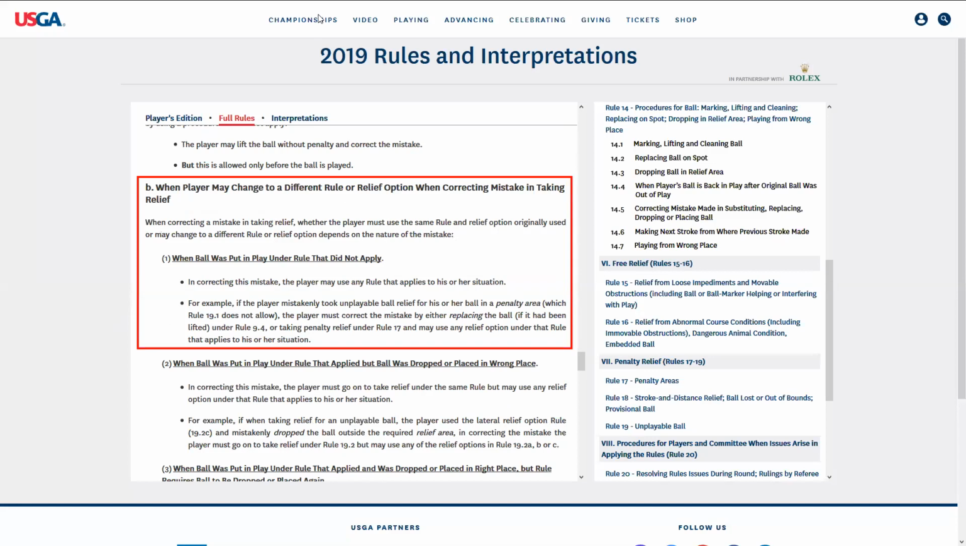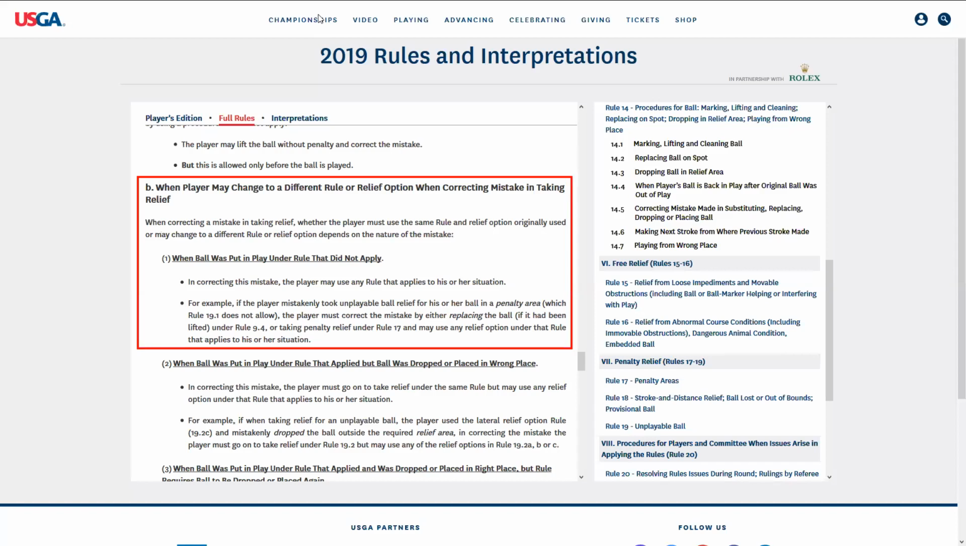An example they give is if a ball is in a penalty area and you decide to take unplayable ball relief, which you're not allowed to do in a penalty area, and you drop it within 2 club lengths, you have now gone under an inapplicable rule. So to correct that mistake, you can then pick the ball up and go under any rule you want. The only one that's really going to apply is the penalty area rule, which is Rule 19, and you're going to have to drop outside the penalty area.